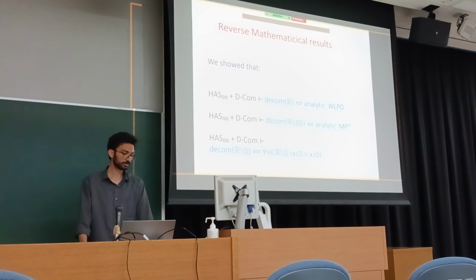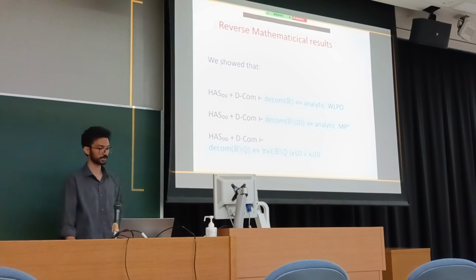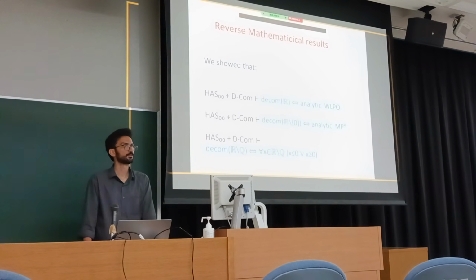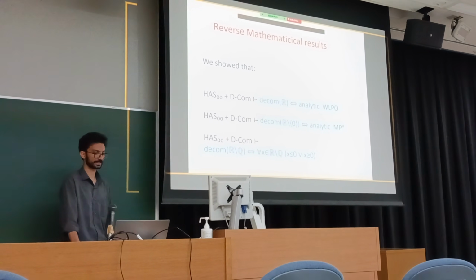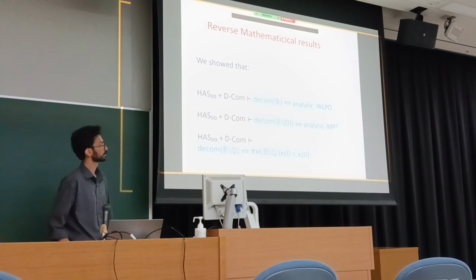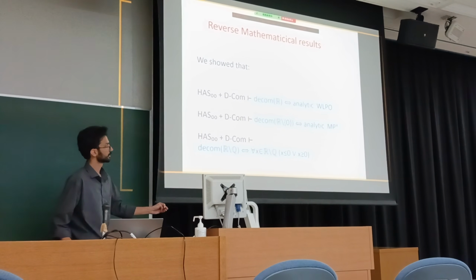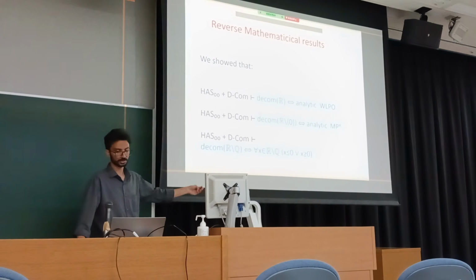And we could also show that over HAS double 0 plus decidable comprehension, the decomposability of R minus Q is equivalent to this statement that says that for every non-rational real number x, either x is less than or equal to 0 or x is greater than or equal to 0.